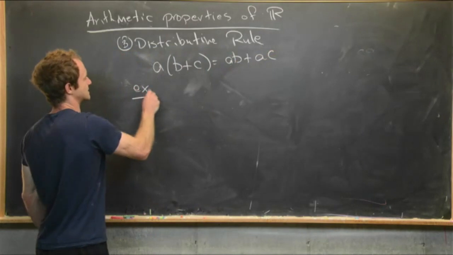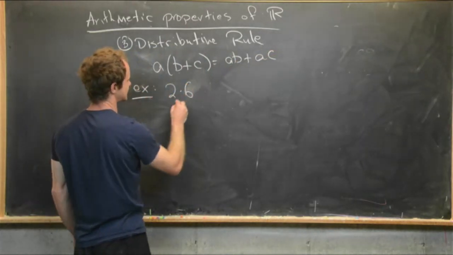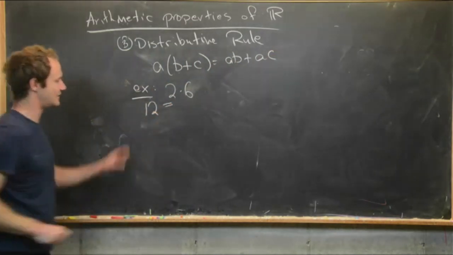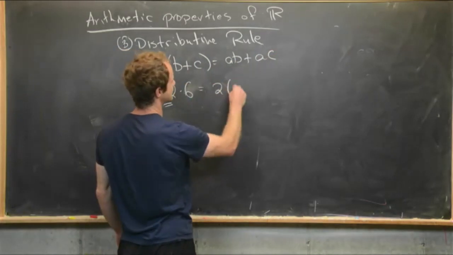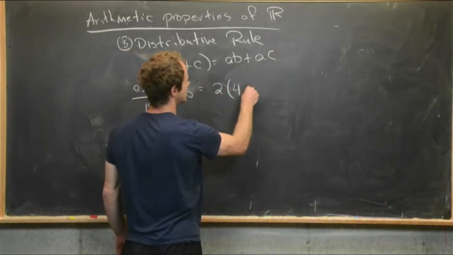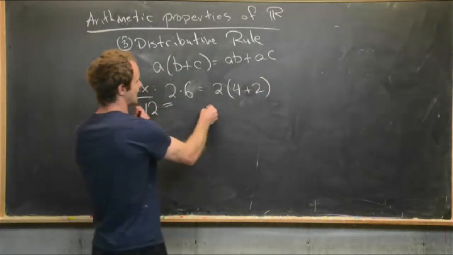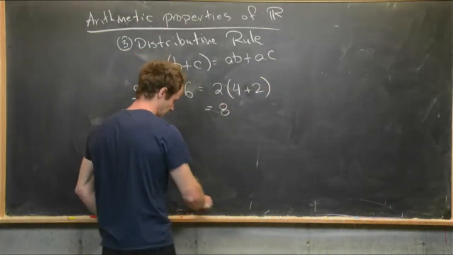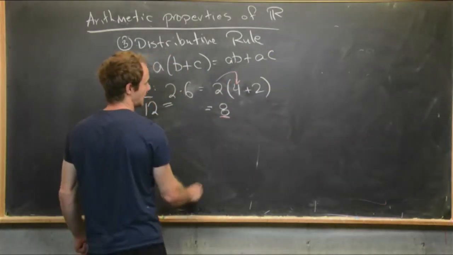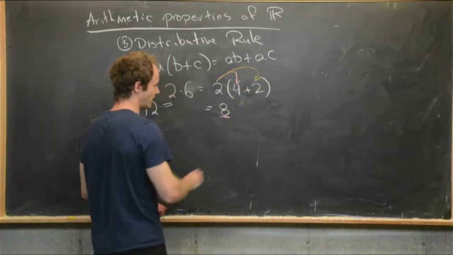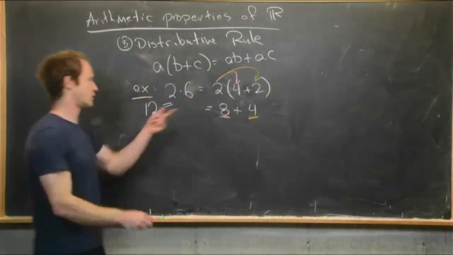So for example, notice if we take 2 times 6, well, that's obviously equal to 12. 2 times 6 is 12. But we could also do this as 2 times 4 plus 2. We could split the 6 up into 4 plus 2, but that's going to be 8, which is what we get from doing that distribution, and 4, which is what we get from that distribution. But notice 12 is 8 plus 4.